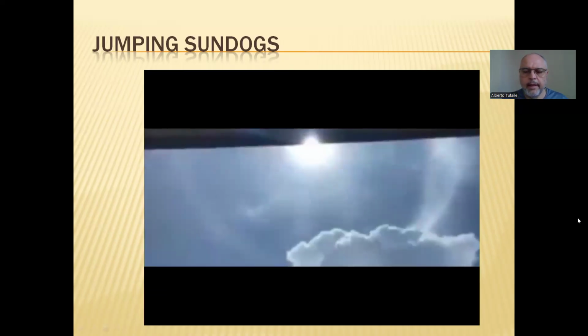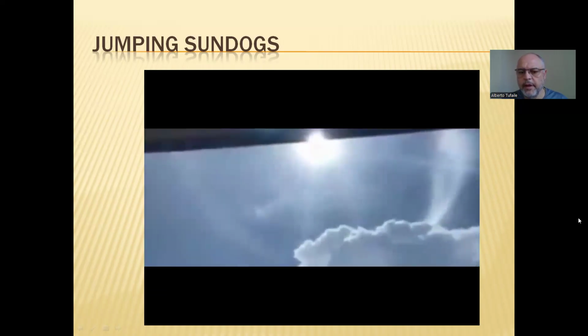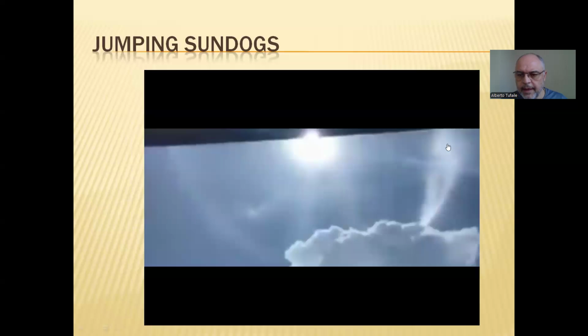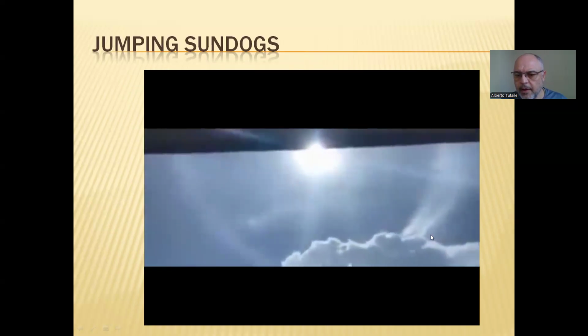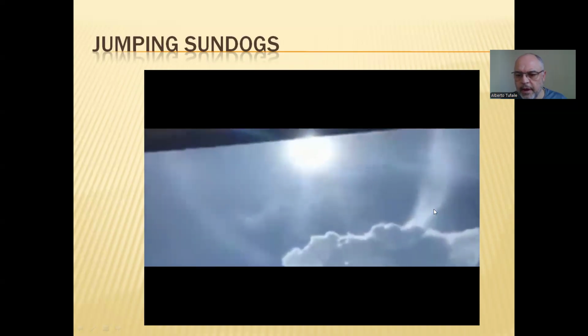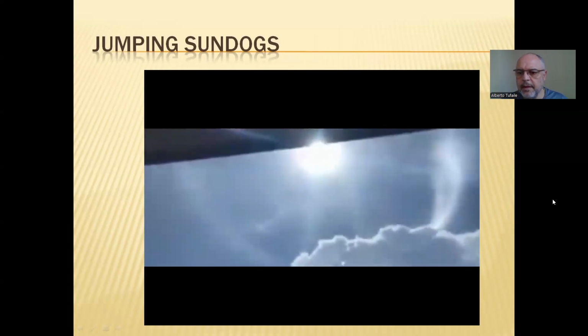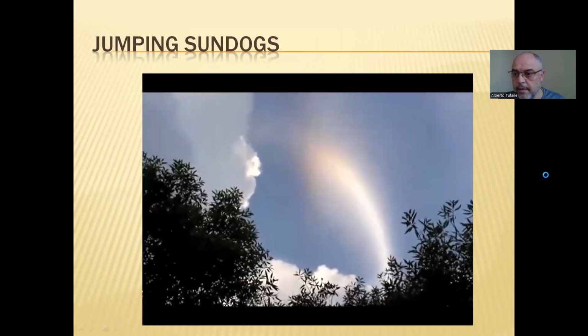Another image, I guess this is from the Philippines, and you have here the 22-degree halo, and you have here the jumping sundogs. It has the shape of a plume, of a feather supported by a cloud, and you have these rapid changes in its shape. This is the main thing that we observe in the sundogs.